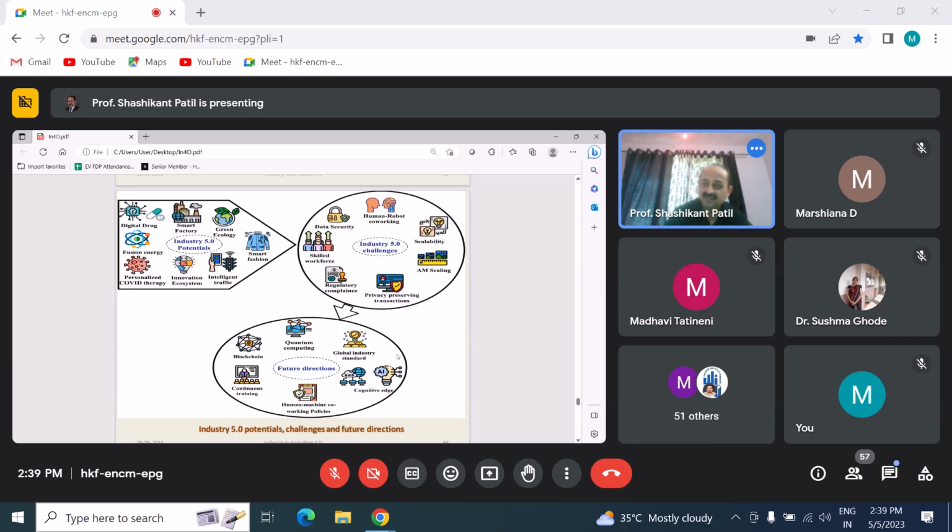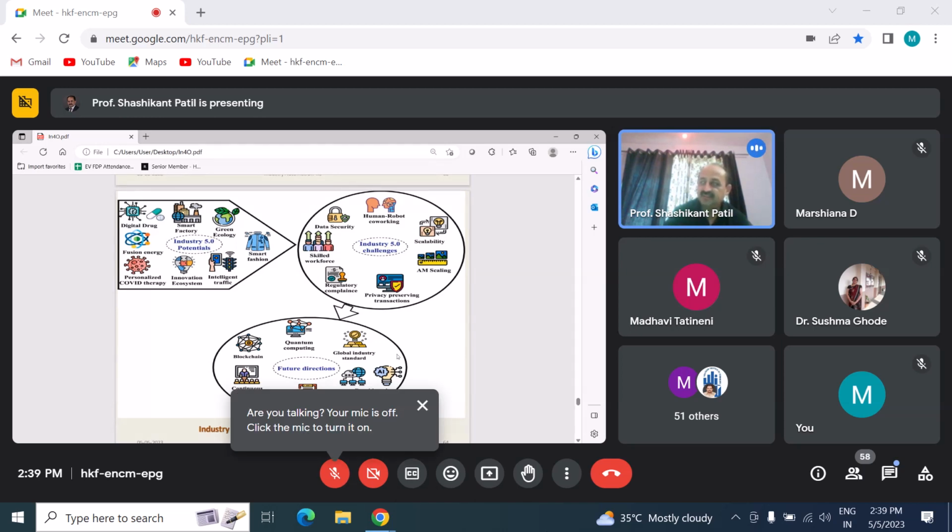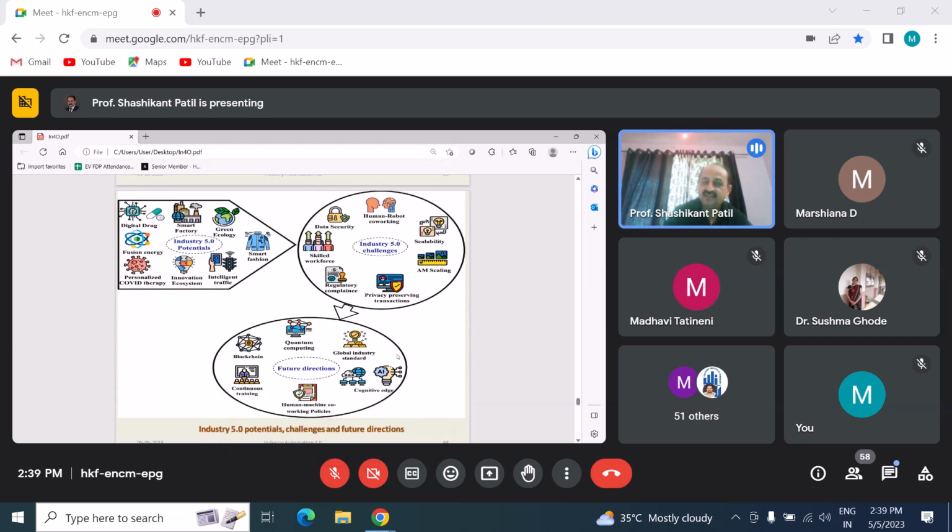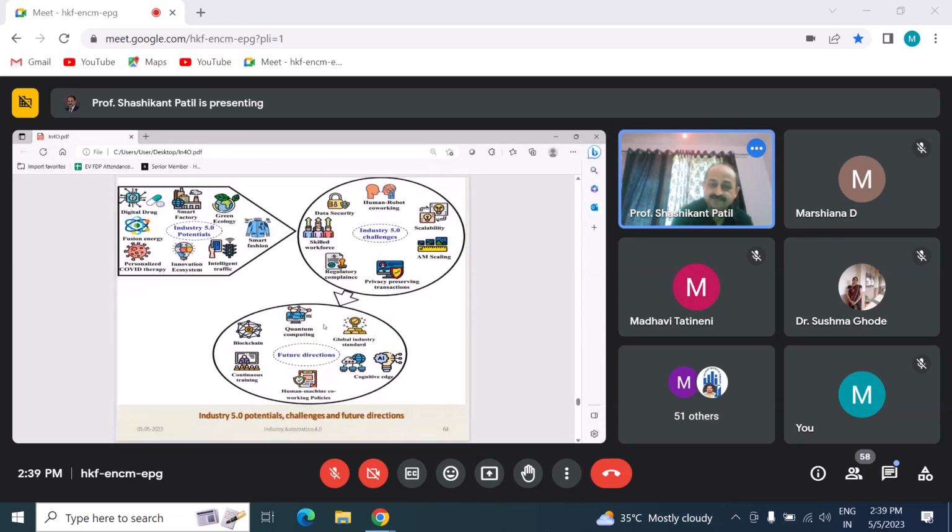Then challenges, which we have already discussed. There is an issue with human co-workers. Then there will be some issues with human-robot co-working. Then scalability: how scalable it is, whether you want to scale at larger levels or miniature levels. Data security is another issue. Skilled workforce or skilled manpower is another issue. Then policies, regulatory compliance and privacy preserving transactions. Future directions, which we have discussed: blockchain, quantum computing, global industry standards, ISO standards, cognitive edge, continuous training, and human machine co-working policies. These are the future research areas.